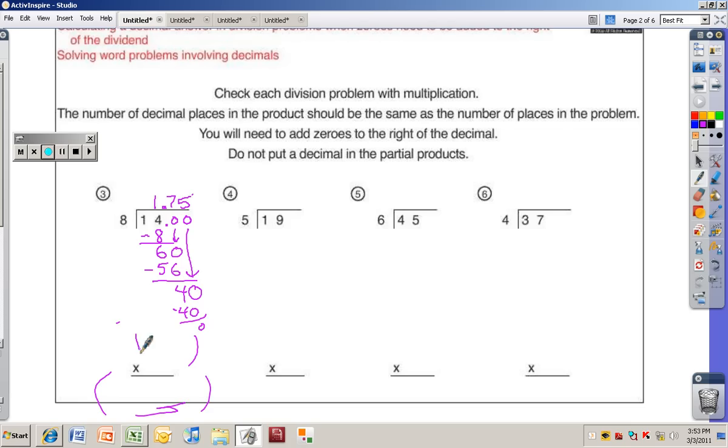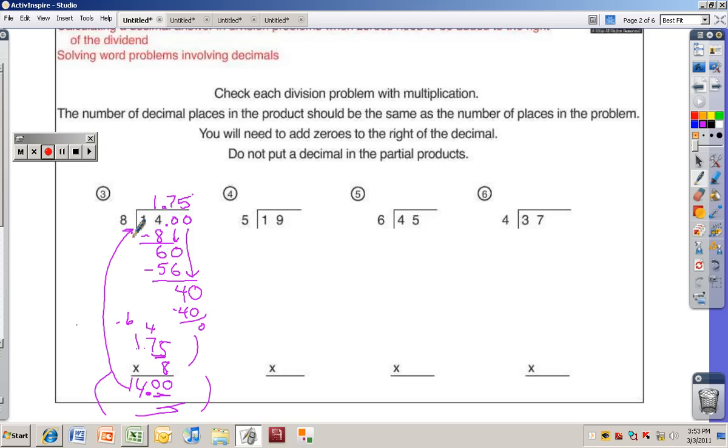So we check it by doing 1.75 times 8. Help me out here. 5 times 8? 40. 7 times 8? 56. Plus 4? 60. 1 times 8? 8. Plus 6? 14. Notice there's two decimal places here, two there, and 14 matches up with 14, so we can feel pretty confident about our answer.